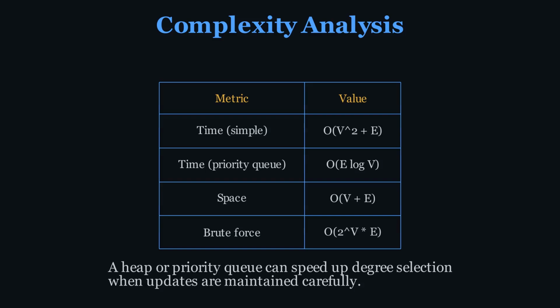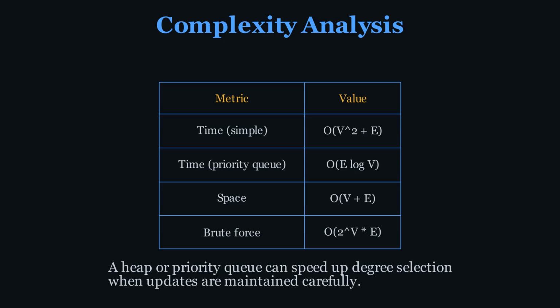Why not just search for the perfect cover directly? Because the exact search space grows explosively. A brute force approach would need to examine subsets of vertices, and there are 2^V such subsets. That becomes infeasible very quickly.